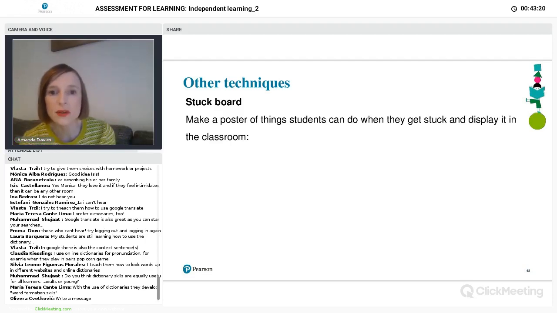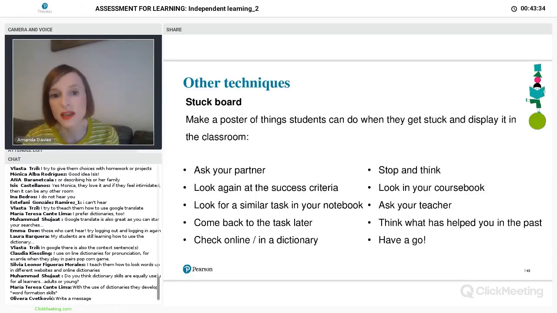So this is something I do with my students usually early on in the semester, but we make a poster of things that students can do when they get stuck. So we brainstorm, and then I print everything up as a checklist or a poster. Some examples might be asking your partner, simply stopping and thinking about it. Students often don't think, they immediately ask for help. If they don't know something, they either give up or ask for help.